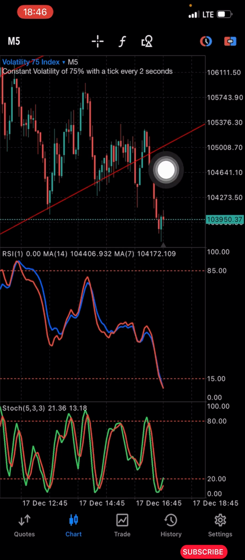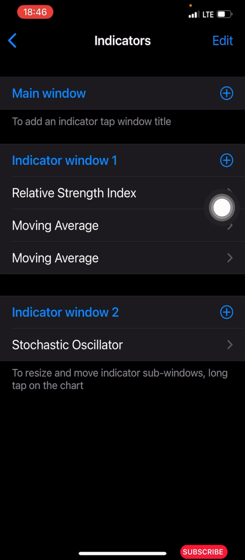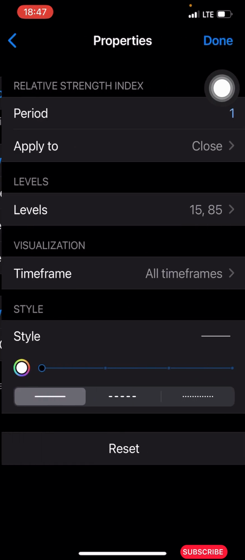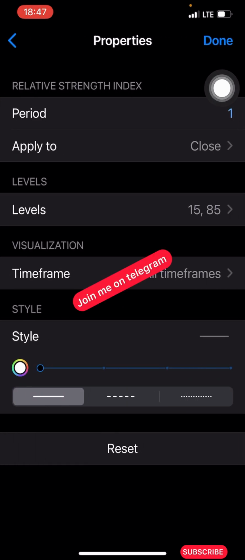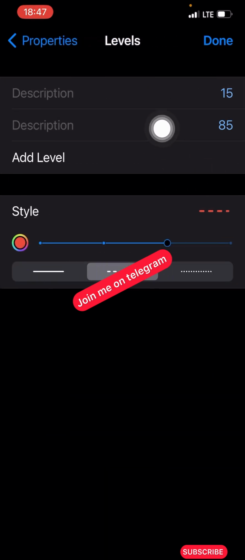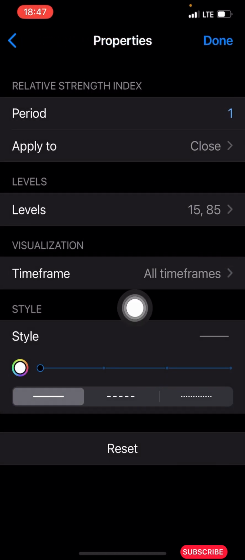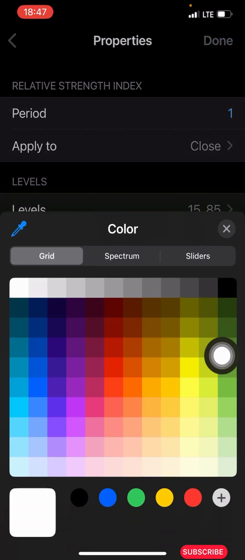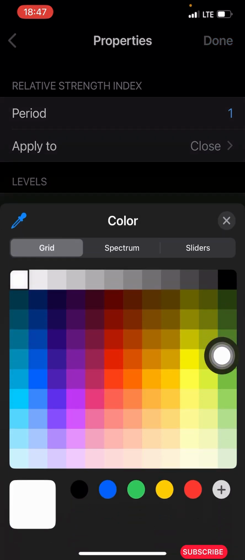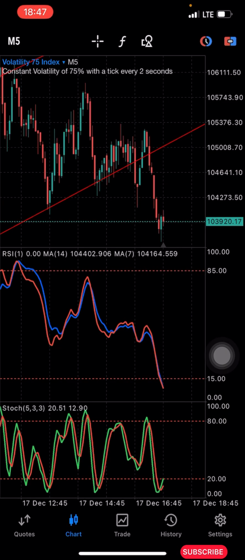So we click on this F icon here. After clicking on that, we search for our first indicator, which is the relative strength index, as you can see here. Before you add the relative strength index, you click on this plus icon, the main window plus icon, then you search for the relative strength index. The period is 1, apply to close, the levels we have are 15 and 85. The color is red, 3 pixel. You click on done. You make the color here the color of your background, which is white. After that you click on done.